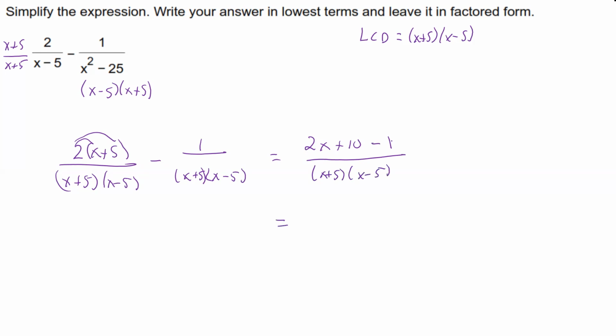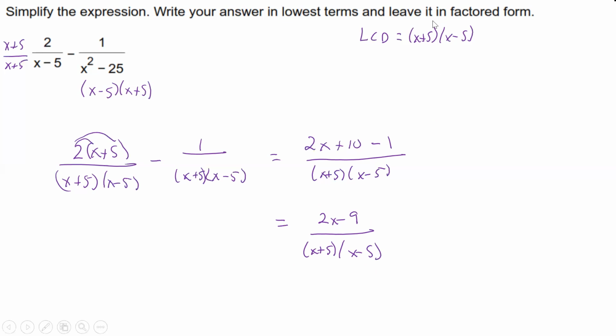Now we can just say 10 minus 1 is 9. So that gives us 2x plus 9 over x plus 5, x minus 5. And that would be our final answer because we can't factor anything out on the numerator to make it cancel. And so that would be as far as we could go on this problem.